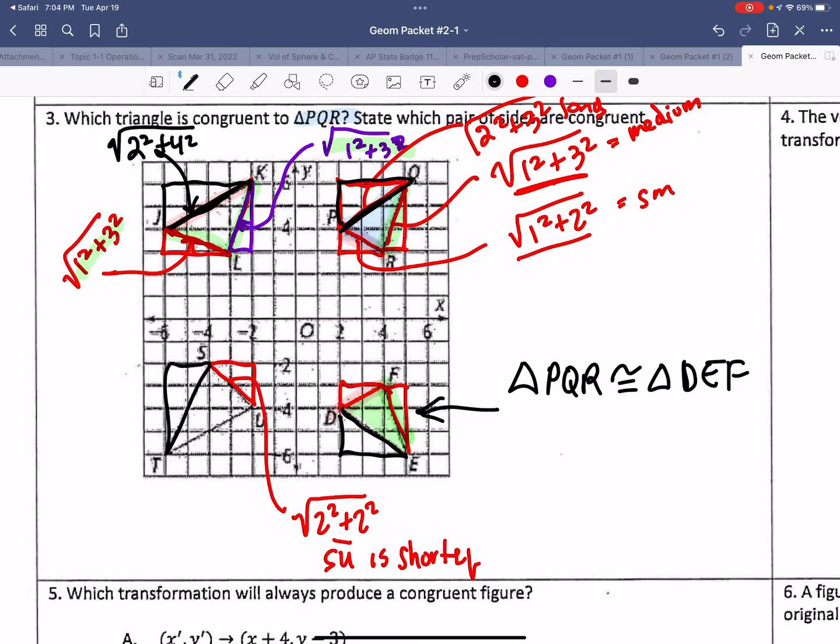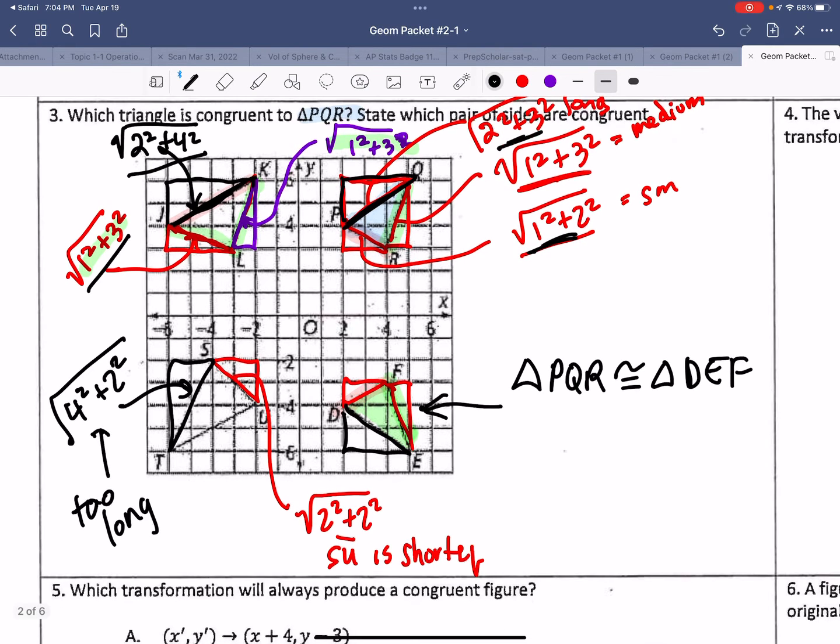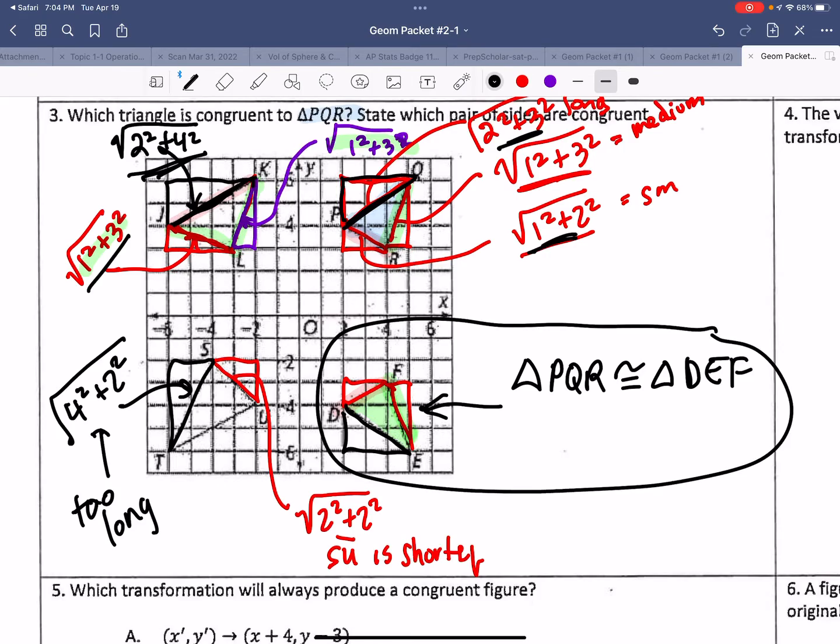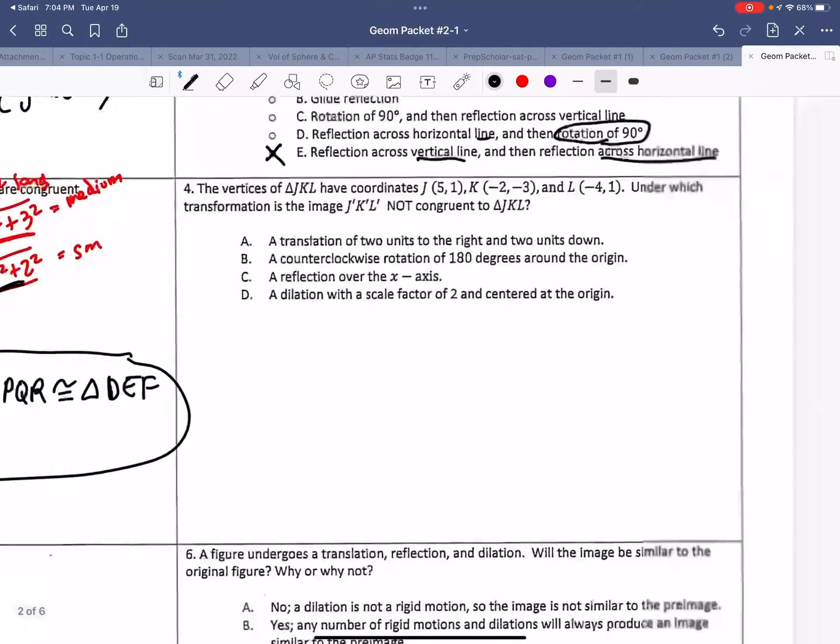This one's too big because this is a 4 and a 2. That's too big, too long. This one we already proved was different, right? They don't have a 2 and a 4. Okay, so we found our answer. Nice work. Let's look at question number 4.